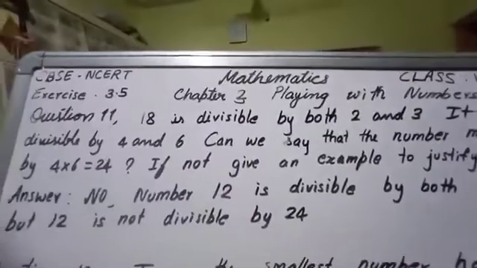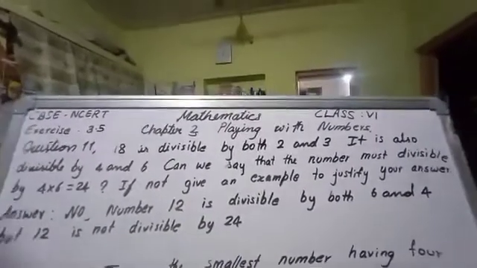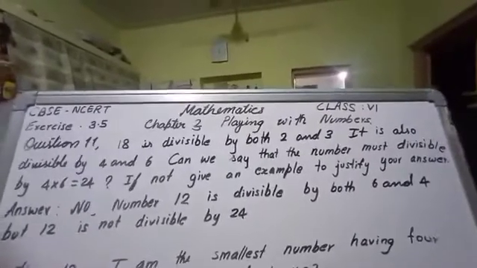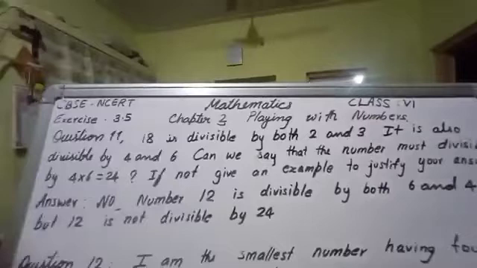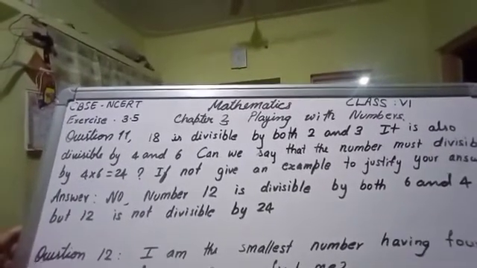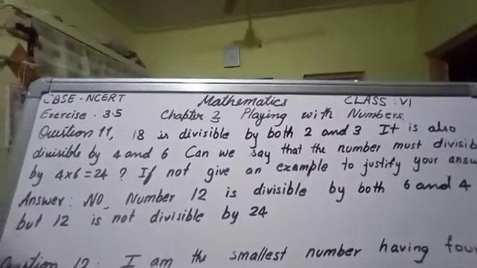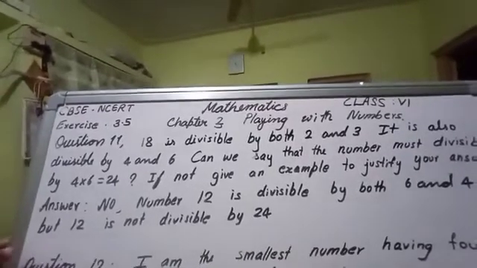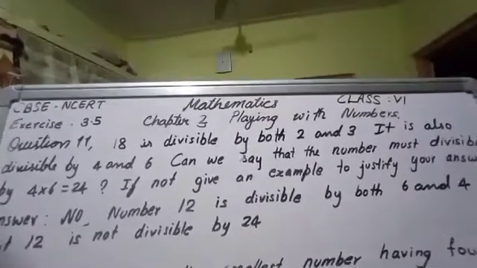Now question number 11. 18 is divisible by both 2 and 3. It is also divisible by 4 and 6. Can we say that the number must be divisible by 4 times 6, which is 24? If not, give an example to justify your answer. Our answer will be no. The number 12 is divisible by both 6 and 4, but 12 is not divisible by 24.